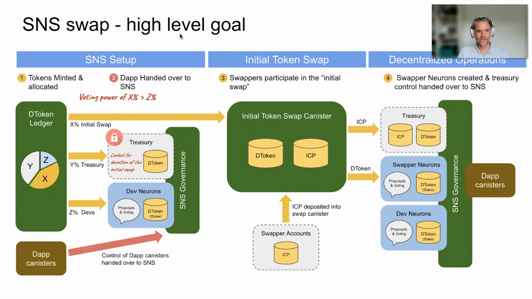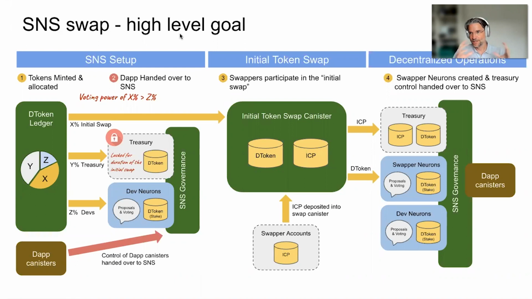We allocate tokens so that after the ledger is created, tokens are allocated to the swap. They're allocated to what we're calling the treasury of the SNS. And lastly, they're also allocated to some neurons specified by the developers. These neurons exist at this point in this flow so that the developers can remain in control of the DApp during the swap period. And the second thing that will happen in this initialization phase is the DApp is actually controlled. The DApp control is handed over to this initialized or proto SNS.